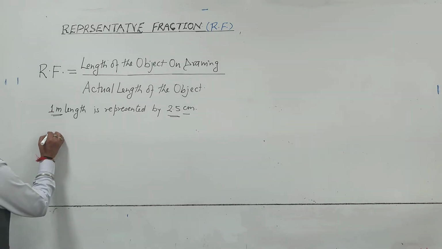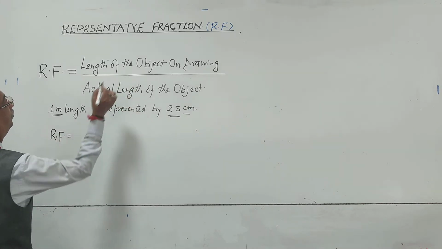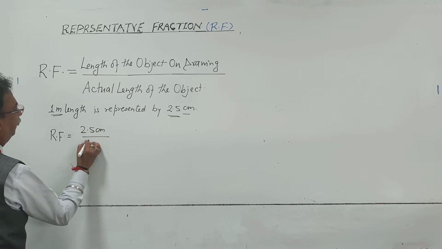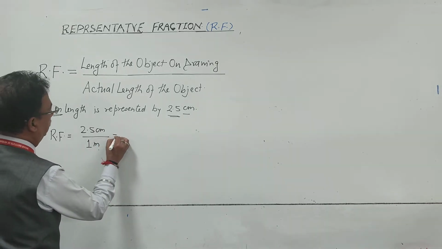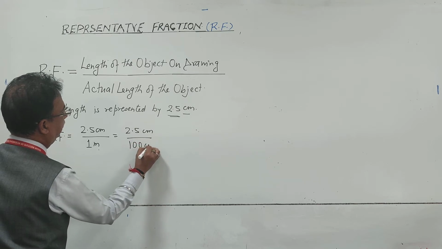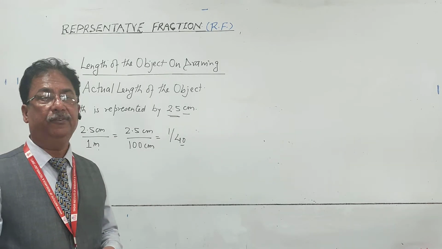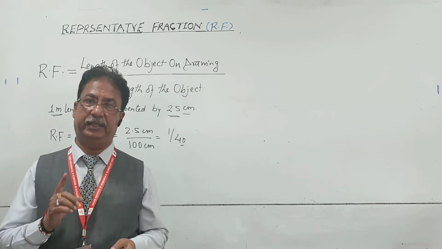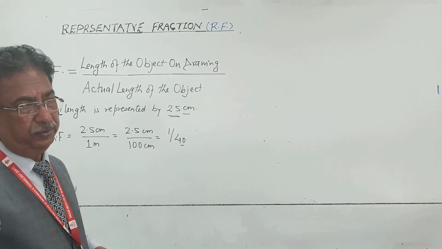If I want to find out the RF for this particular scale, then RF will be equal to the length of the object on drawing, that is 2.5 centimeter, divided by 1 meter. Now you can convert this meter into centimeter. So that will be 2.5 centimeter divided by 100 centimeter. So that will be 1 upon 40. So the RF 1 by 40 means the actual length of the object will be 40 and we are representing that by 1. So in this way we have found the RF.